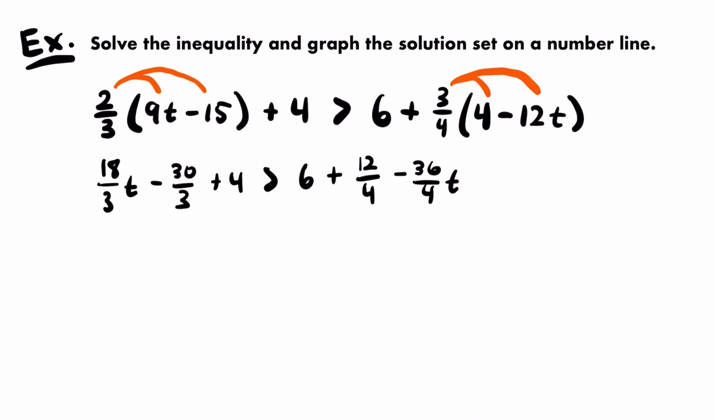All right, so now we got rid of the parentheses. Now let's work on simplifying anything we can before we try to do anything else to the inequality.